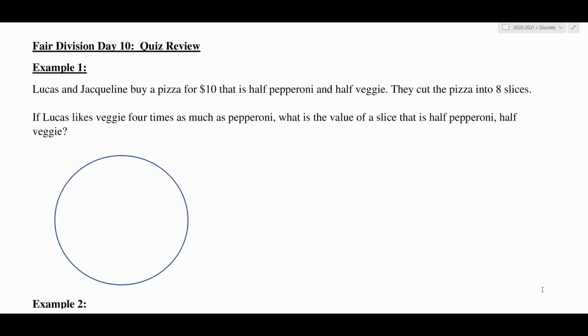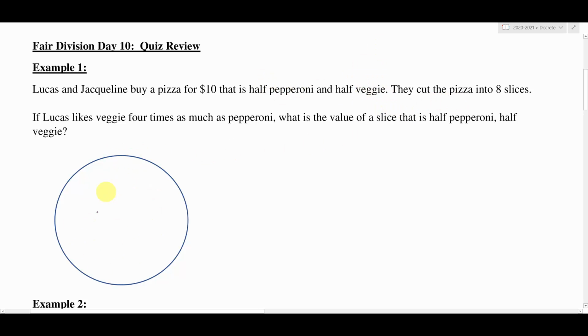All right, so here in example one, we're going right back to the beginning. One of the first examples of fair division that I showed you guys was splitting a pizza between you and another friend. So we've got Lucas and Jacqueline here, and they buy a pizza for $10 that is half pepperoni and half veggie. And they cut the pizza into 8 slices.